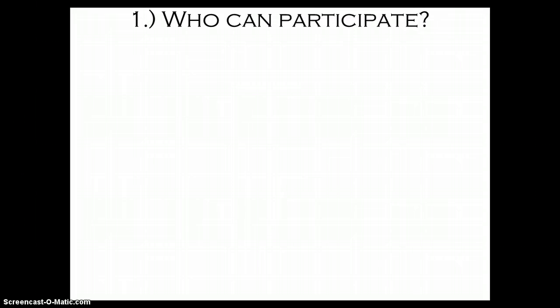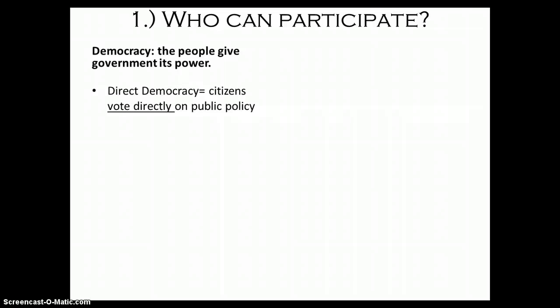So the first question we're going to look at is who can participate. When it comes to this question, there's really 2 main forms of government that emerge. The first is democracy, and the definition of democracy is that the people give government its power. Now, within this umbrella term of democracy, there are 2 different types of democracy. There's direct democracy, which really doesn't exist in a large scale anymore.